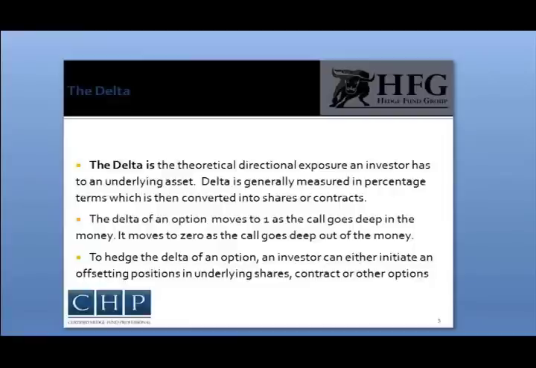When trading options, the delta is usually the largest and most sensitive risk. For portfolio managers and risk managers tracking directional risk, the delta is generally the most important factor. To hedge the delta of an option, an investor can either initiate an offsetting position in the underlying shares, contracts, or use other options. For example, if an investor purchased one option of Apple that was at the money, the investor could hedge the delta by shorting 50 shares of Apple stock.